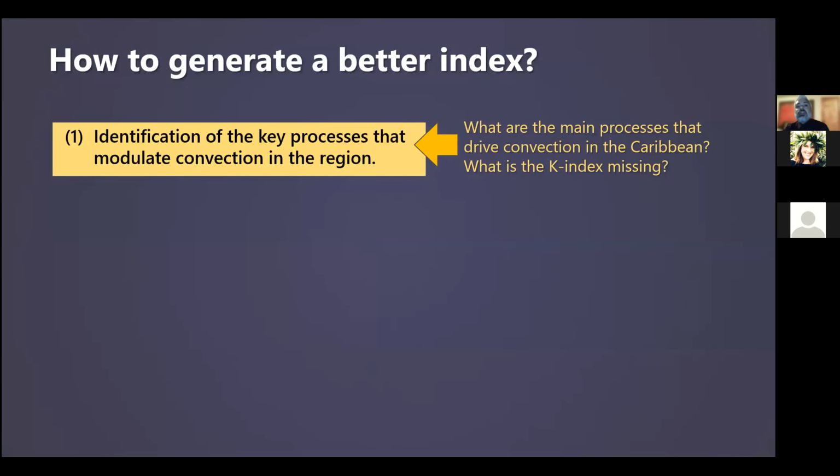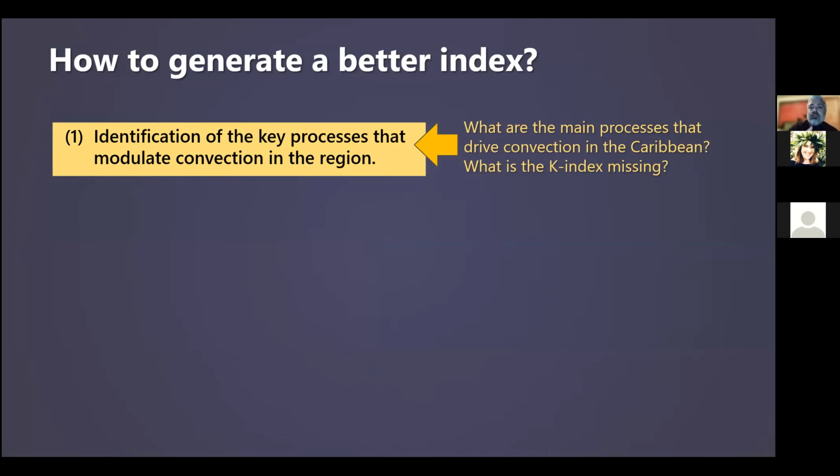So how to generate a better index? This is the process that we went through. The first step is to identify what are the key processes that modulate convection in the region. And these are going to differ depending on where you are, right? If you're in extratropical latitudes, you probably need to look a lot into fronts, upper troughs, upper jets, etc. But in the tropics, these processes are going to be a little bit different, and it also matters where in the tropics you are.